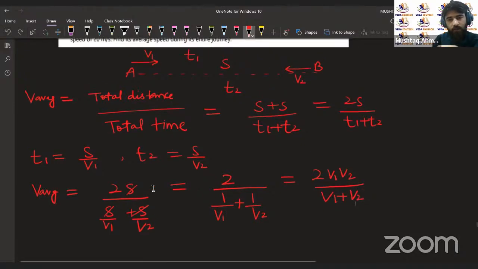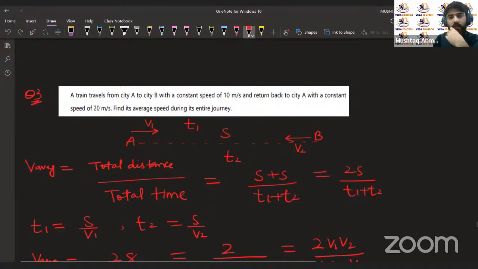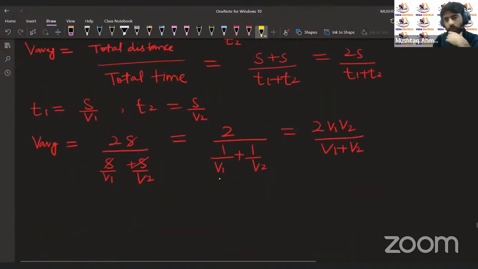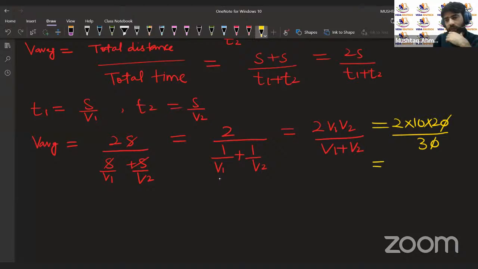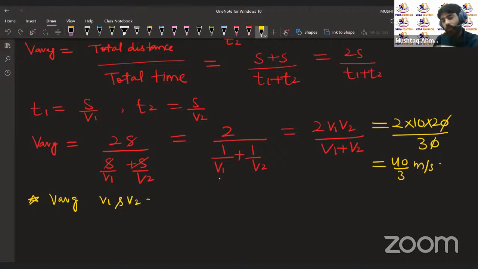We have been given that v1 is 10 meter per second and v2 is 20 meter per second. So average speed will be equal to twice 10 into 20 over 30, right? So average speed will be 40 over 3 meter per second, right? And remember one thing, average speed will always lie between v1 and v2, right? So it cannot be less than v1 or exceed v2, right? So 40 over 3 lies between 10 and 20 meter per second, right?